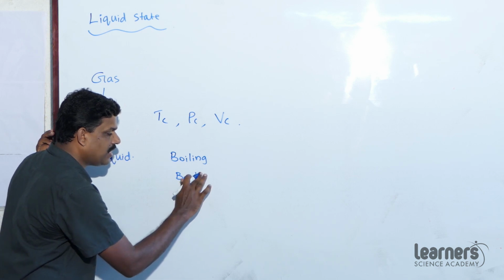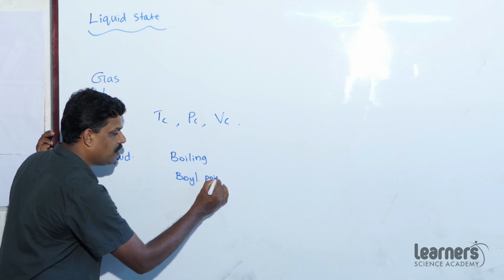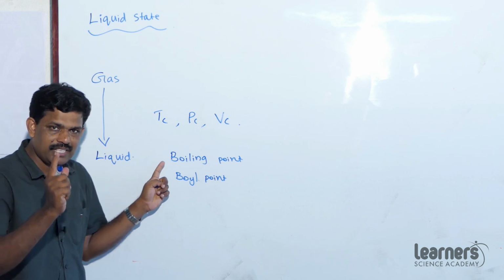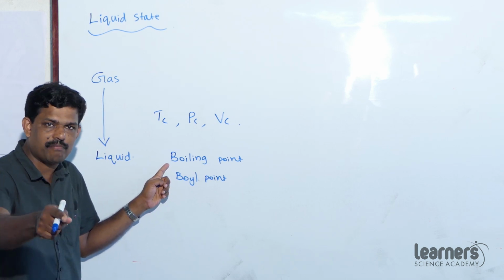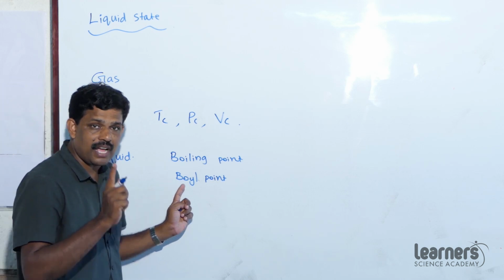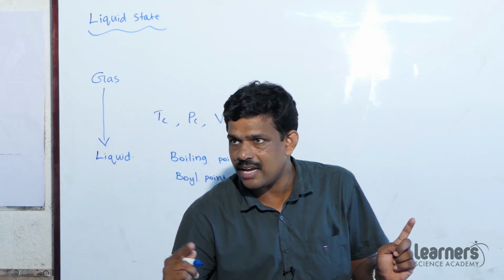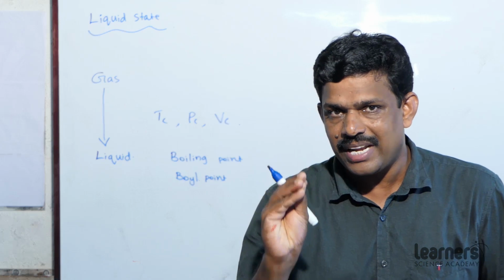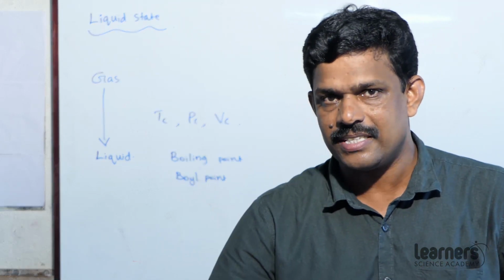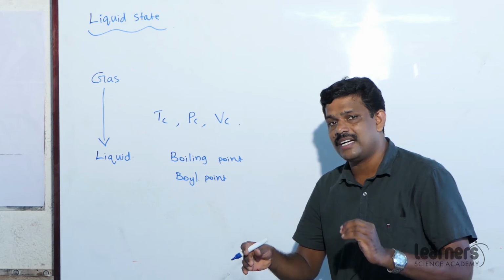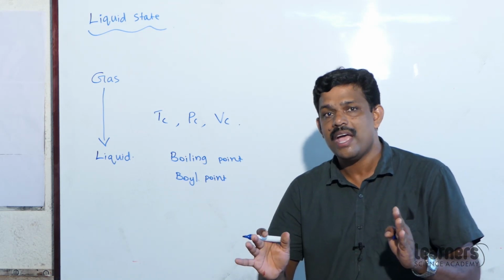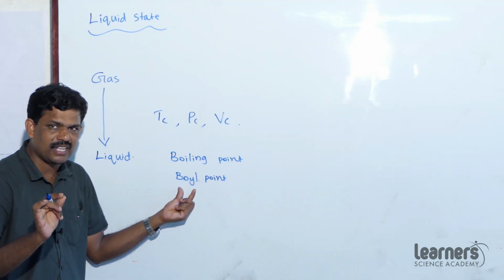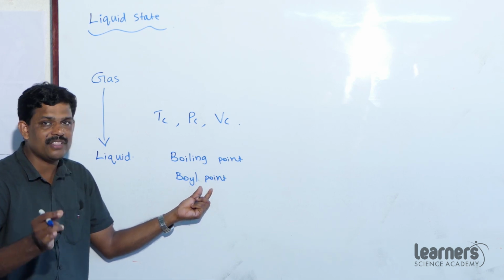Always there will be such a question: what is the difference between boiling point and boil point? The temperature at which a liquid boils is called boiling point, and the temperature at which a gas obeys the ideal gas equation is called boil point. Boiling point is the temperature at which a liquid boils, whereas boil point is the temperature at which a gas obeys the ideal gas equation.